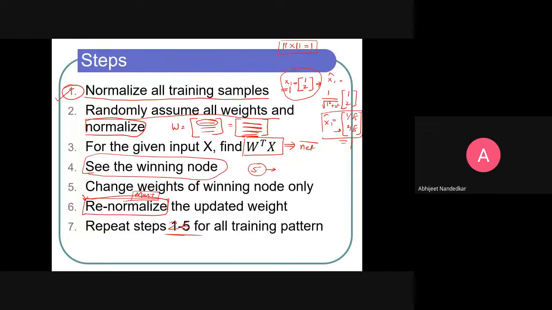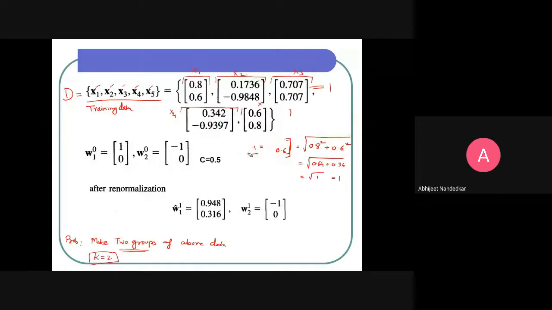Now what is the next step? The next step is to randomly assume all weights and normalize. Now before I do that step, I must see what is the structure of my network, how to design that. What is the requirement here? My requirement is k equal to 2. So I want to make two groups. So let us take two neurons first. This is neuron number 1, this is neuron number 2. If I want 3 groups, then I could have taken 3 such neurons.